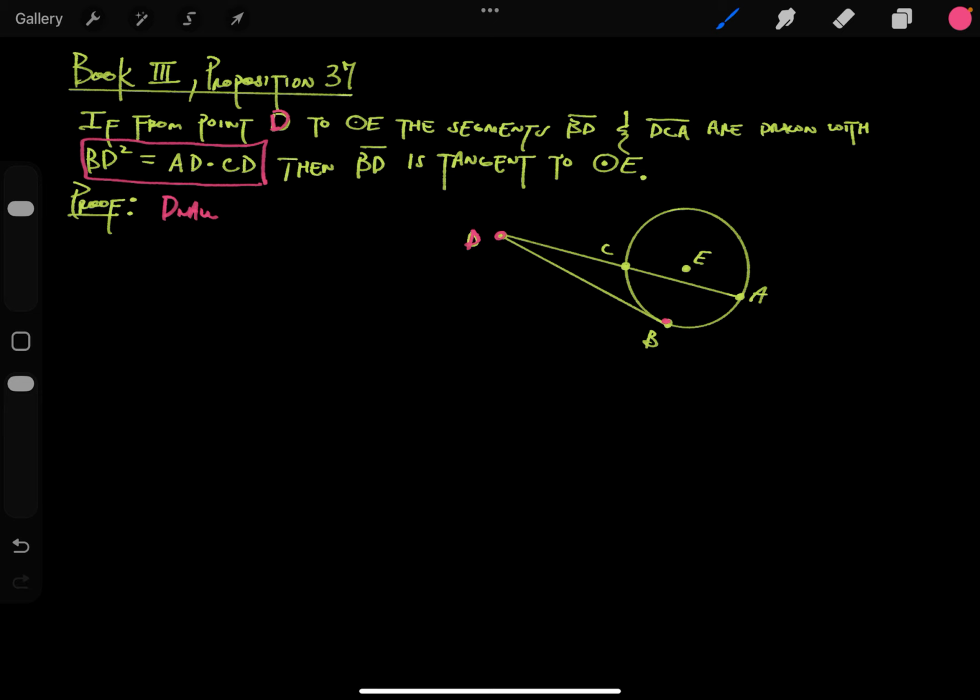draw, I don't know, D, A, B, C, D, E, D, F, tangent to circle E. And that's going to look something like this, let's say.